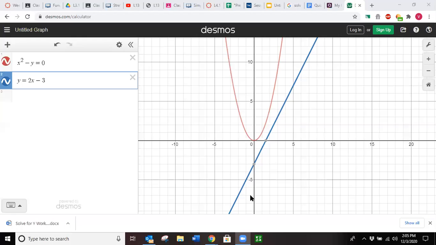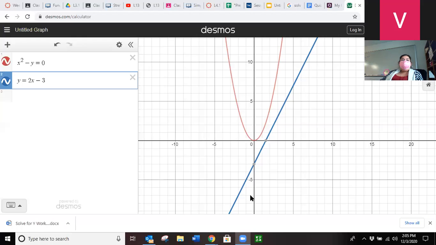This is an example when decimals is not going to work for you. Why? What's happening? Do I see my parabola and my linear function crossing? Are they crossing? No, right? But solutions are there. Your solutions are there. They're just complex. They're imaginary. So you would physically have to do this by hand because decimals is not going to help you at all. Okay, so I wanted to show you that first.